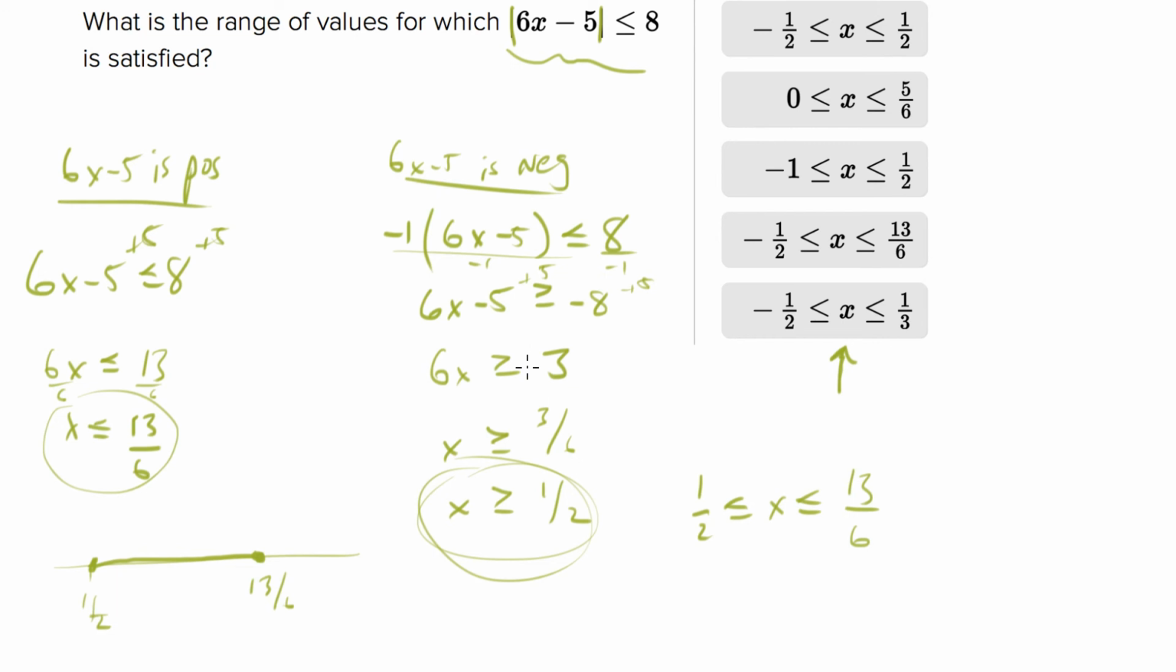Ooh, I left a negative out. Oh, and I just got saved by the answer choices. Do you see where I made my mistake? I had -8 plus 5. This should have been -3. -3 over 6, this should be -1/2. Sorry about that. So we're looking for the answer -1/2 is less than or equal to x is less than or equal to 13 over 6, which is that guy right there.